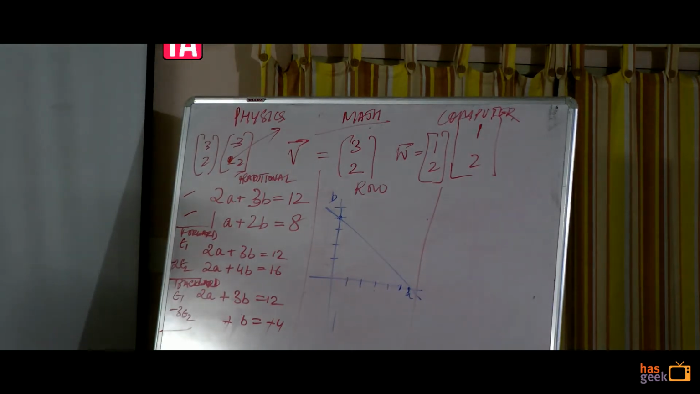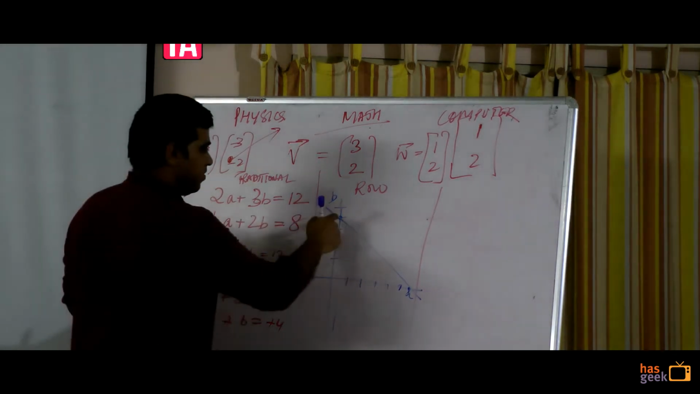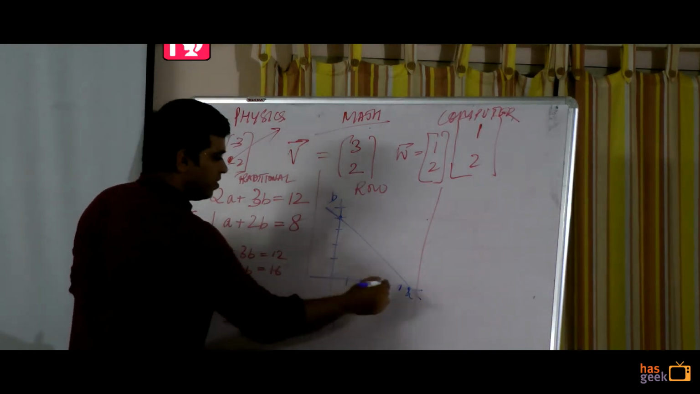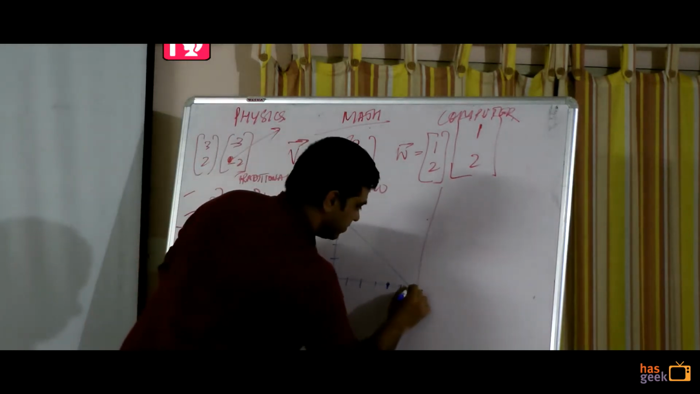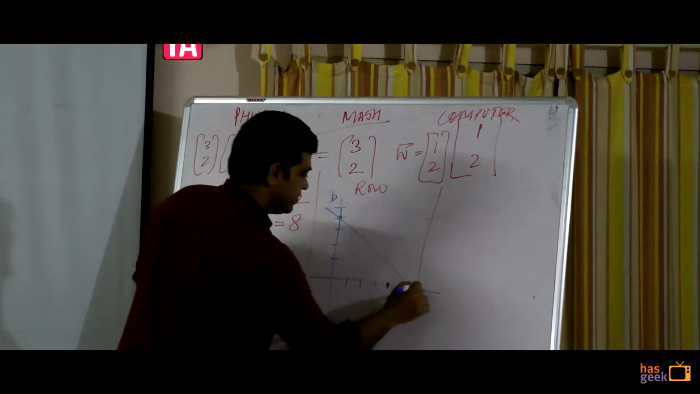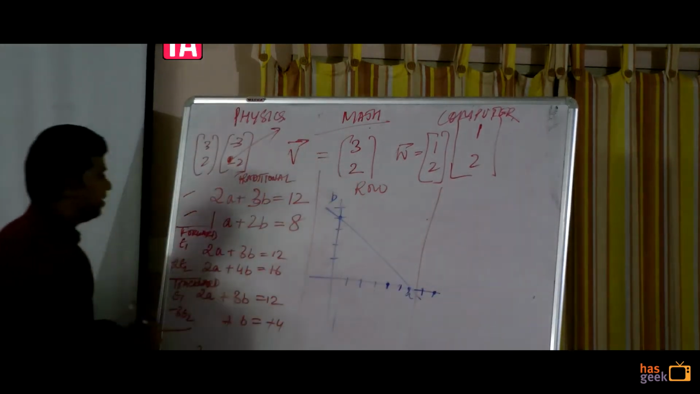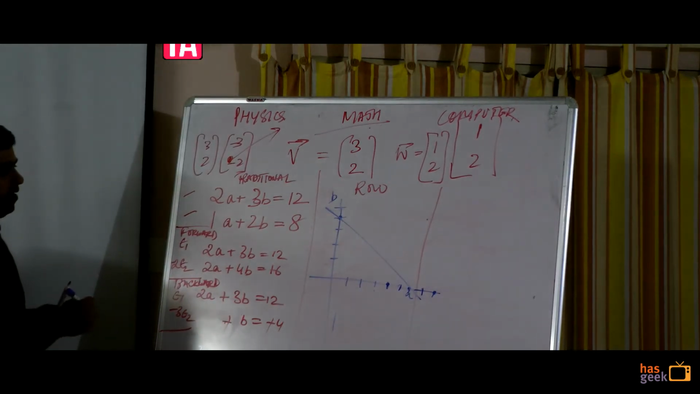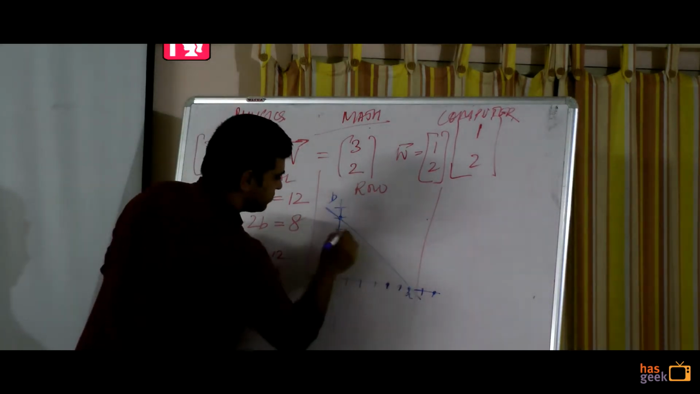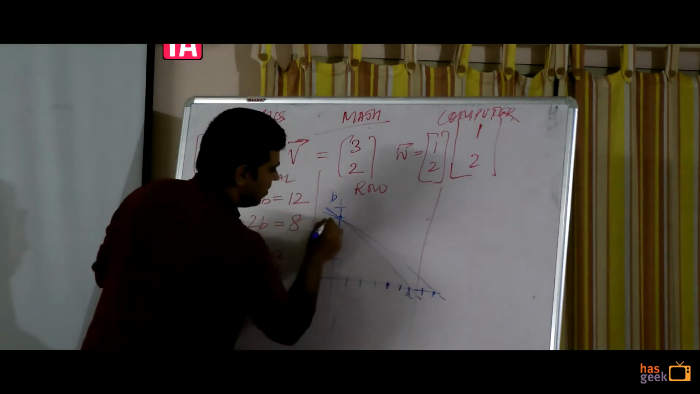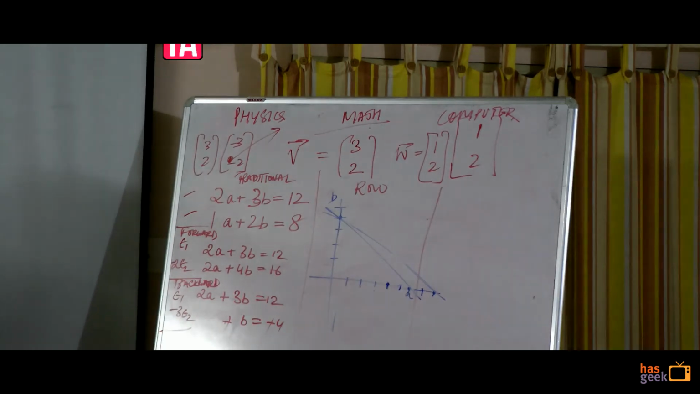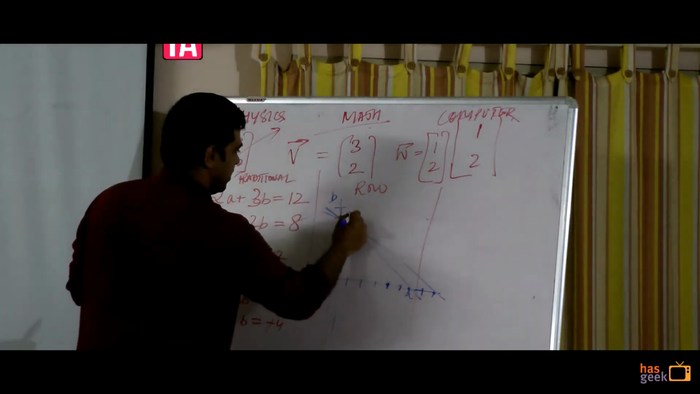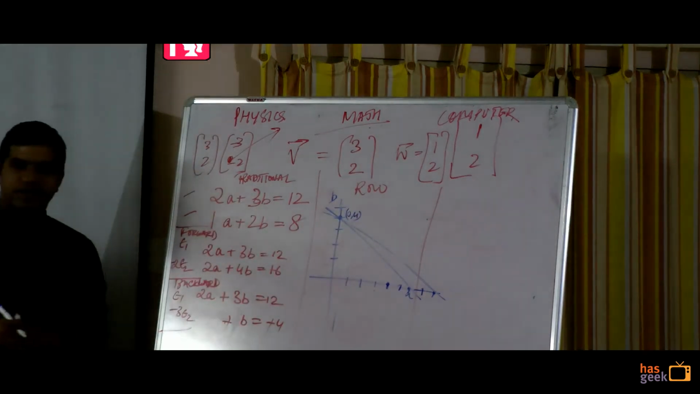What's the second line? When B is 0, A is 8. Counting 1, 2, 3, 4, 5, 6, 7, 8. And when A is 0, B is 6. Does that make sense? So we get this intersection point, which is 0, 4, right?